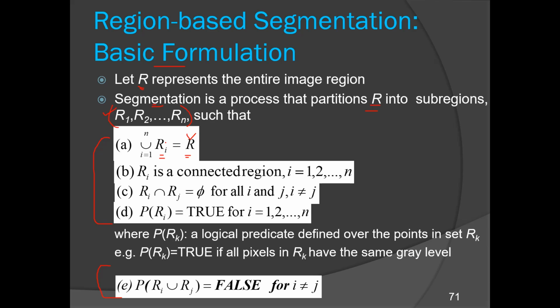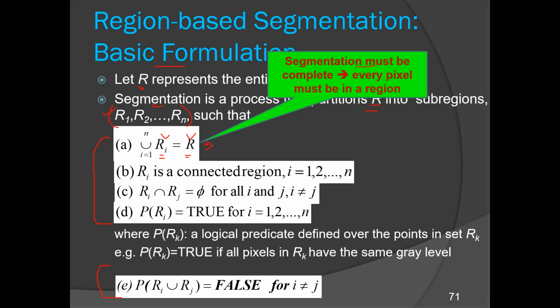What is the meaning of this? This property ensures the completeness of your segmentation algorithm. It ensures that no pixel is left out and all the pixels are included in one of the regions. So segmentation must be complete, and every pixel must be in one of the regions.